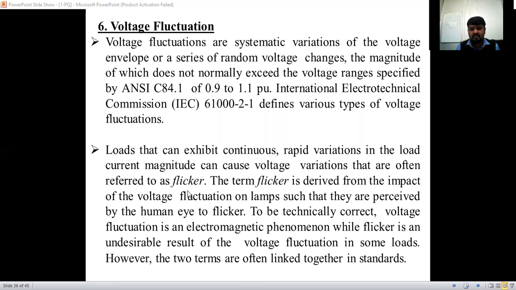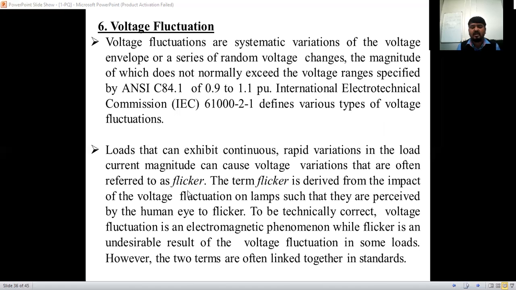Yesterday we already discussed this point. The term flicker is derived from the impact of voltage fluctuations on lamps, such that they are perceived by the human eye to flicker. Now you can observe that flicker. Suppose you don't have any mobile or TV, and you sit in a room and switch on the lamp, you can observe the light intensity continuously blinking. That is because of the flicker, the variation will be there.